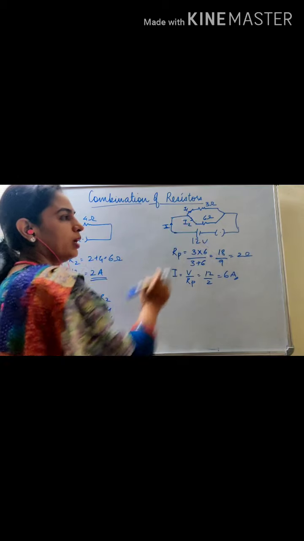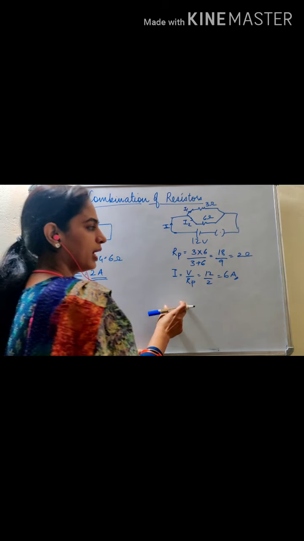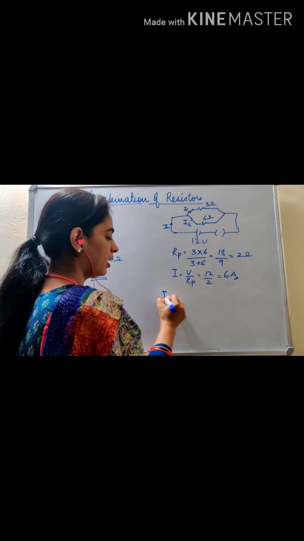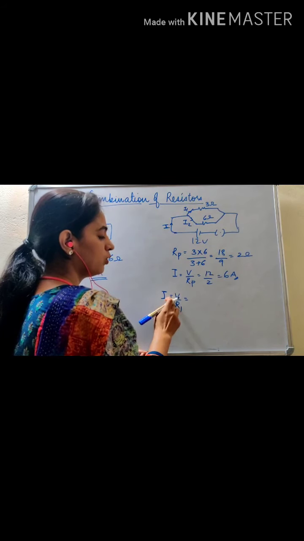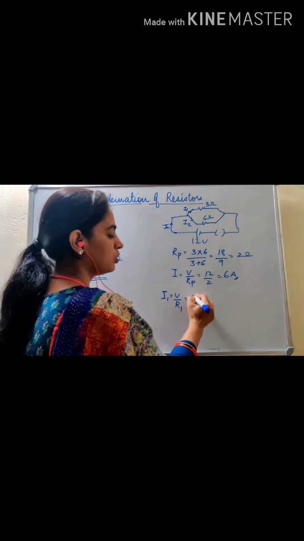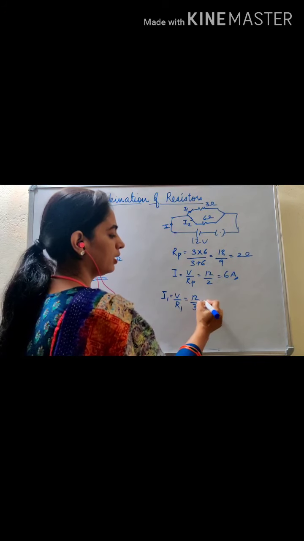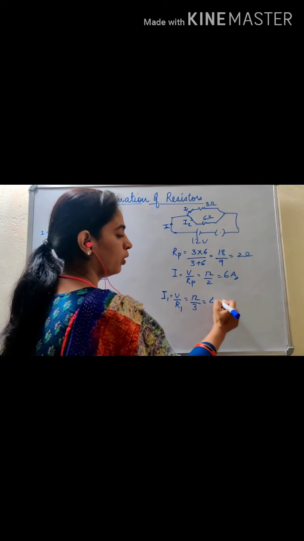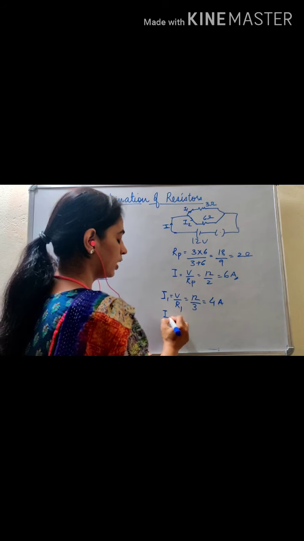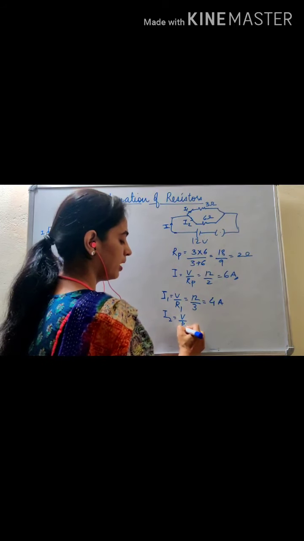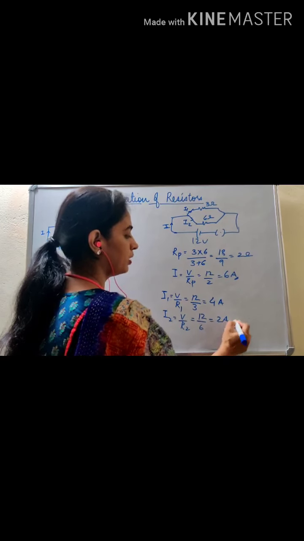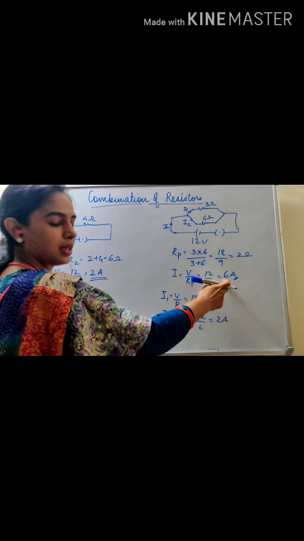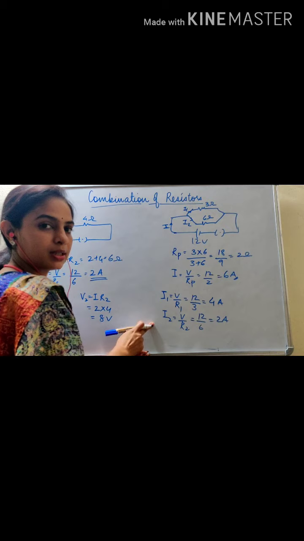Now what is I1 and what is I2? For that we can use I1 is equal to V by R1. Okay, so V by R1, what is V? 12 by 3, that is 4 ampere, and you can use I2 is equal to V by R2, is equal to 12 by 6, that is 2 ampere. So see, 4 plus 2 is 6 ampere. I is equal to I1 plus I2.